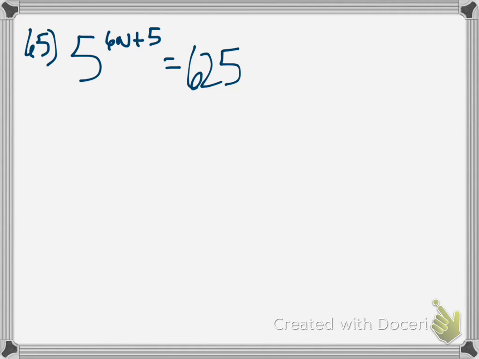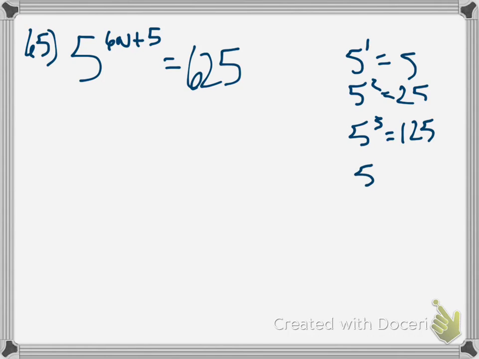Okay, because you're going to need stuff like this. You would have to know that 5 to the first is 5, 5 squared is 25, 5 cubed is 125, so 5 to the 4th power is 625. And of course, if it's fractions, think negatives.